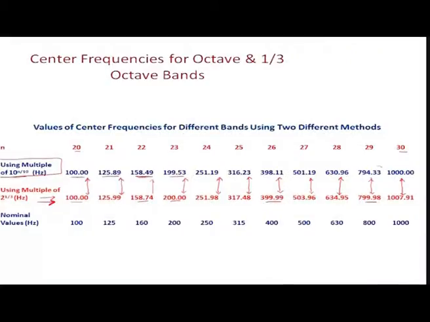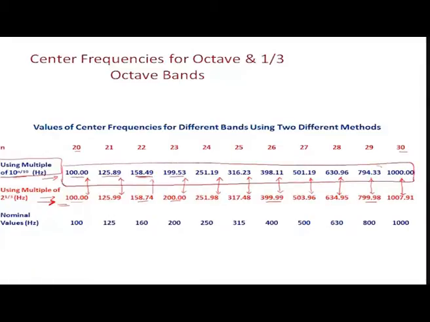So people use this in the industry to compute central frequencies, because this is repeatable, it is a cyclical thing, and the intermediate frequencies are pretty close to this 2 to the power of 1 by 3 factor method. So this is what people tend to use, and this n is known as band number. This is the industry standard band number.